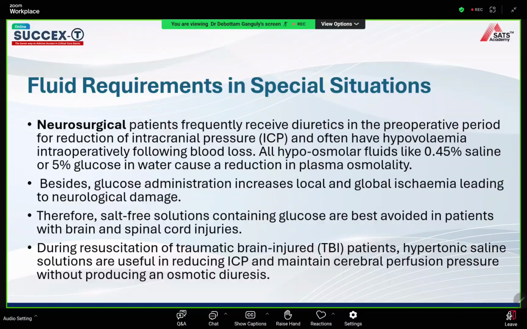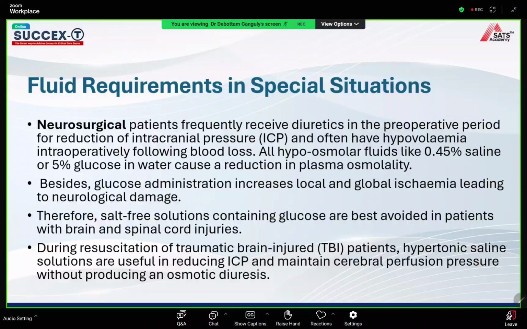Fluid requirements in special situations, mainly from the surgical point of view. Neurosurgery patients frequently receive diuretics in the preoperative period for reduction of intracranial pressure and often have hypovolemia intraoperatively following blood loss. All hypoosmolar fluids like 0.45% saline or 5% glucose in water cause reduction in plasma osmolarity. Besides, glucose administration increases local and global ischemia leading to neurological damage. So salt-free solutions containing glucose are better avoided in patients with brain and spinal cord injuries.